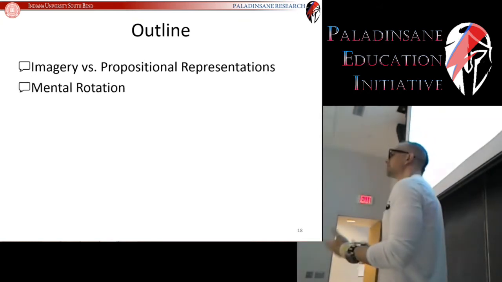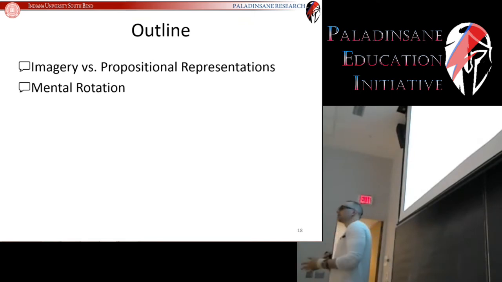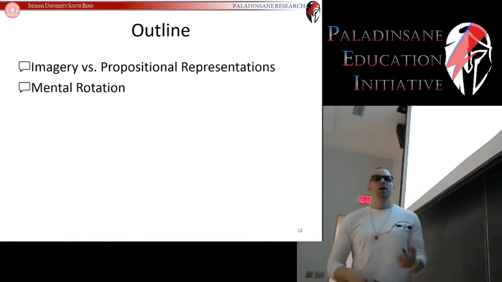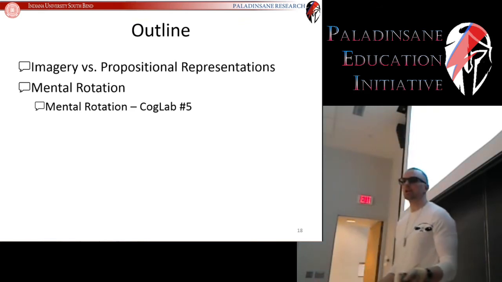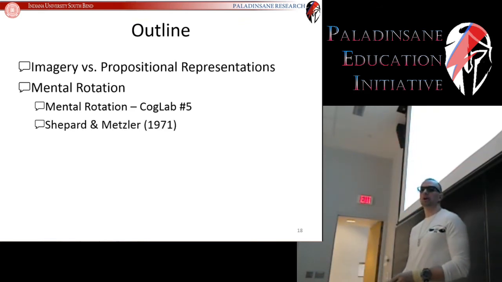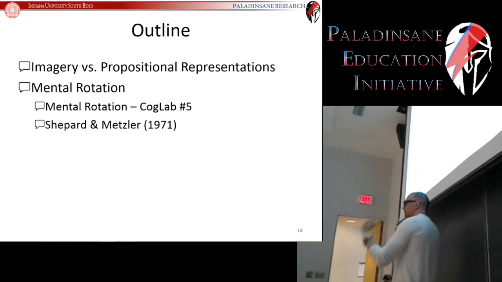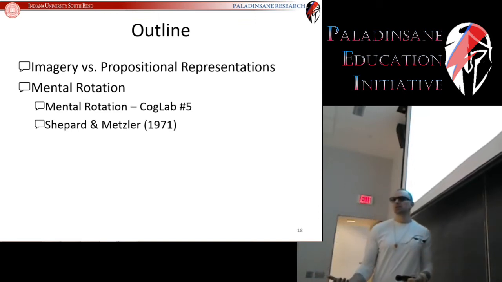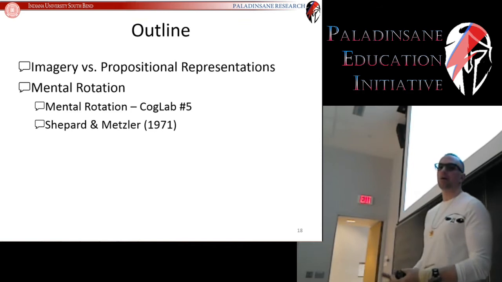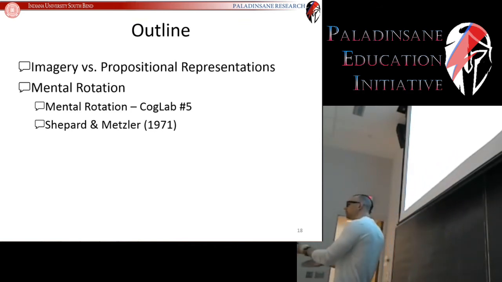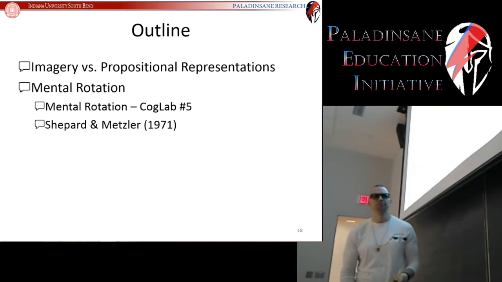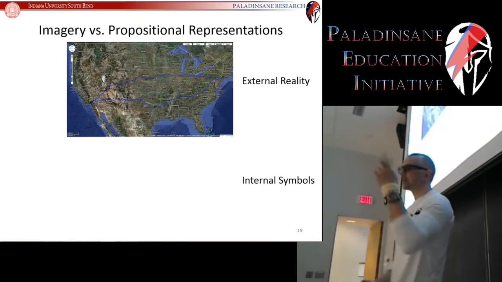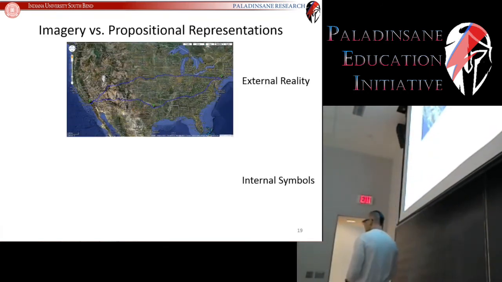We'll take a look at evidence or studies that try to tease out which one of these representations it might be by looking at mental rotation CogLab, and we're going to compare that to what Shepard and Metzler found, and then we're going to end it with a look at the limits of visual imagery by just reminding you of how bad visual imagery can be before we take a look at how absolutely amazing humans can be at visual imagery.